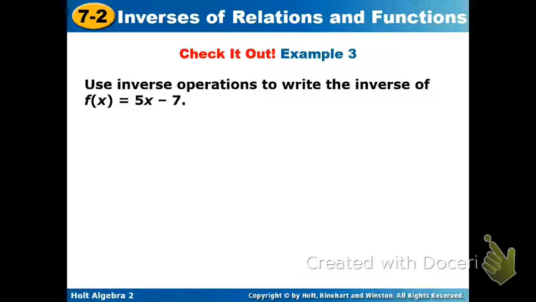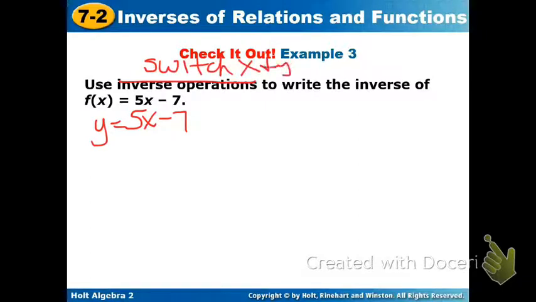Okay, we're going to do this one. We have f of x equals 5x minus 7. So first thing I'm going to do is rewrite that because I need to know where my y is. So y equal to 5x minus 7. Okay, now make your switch. We're going to do our switch. So we really now have x equals 5y minus 7. Can you solve that for me? I'll give you a minute. See what you come up with.